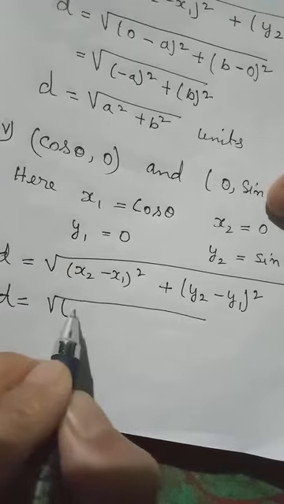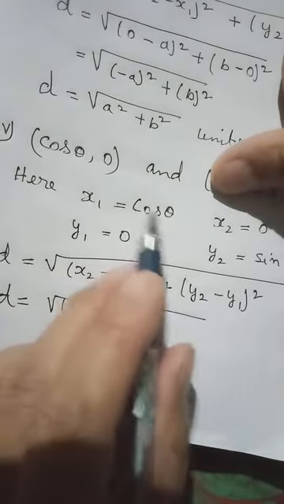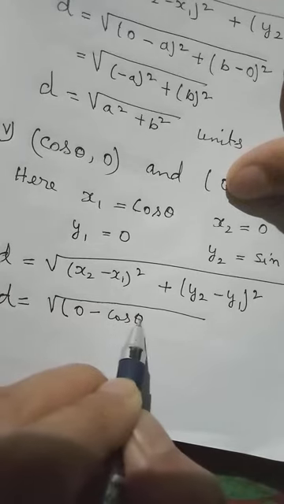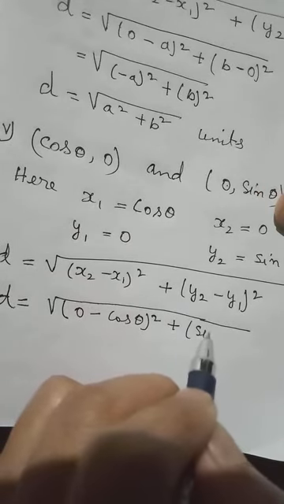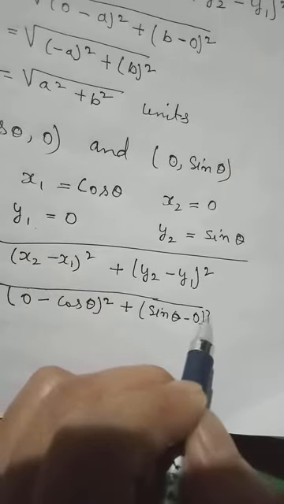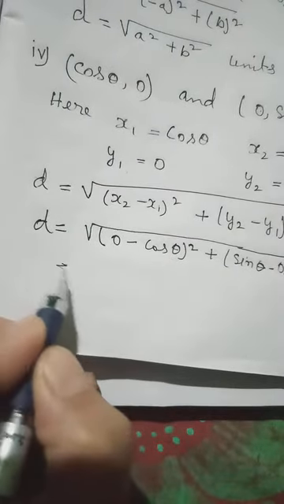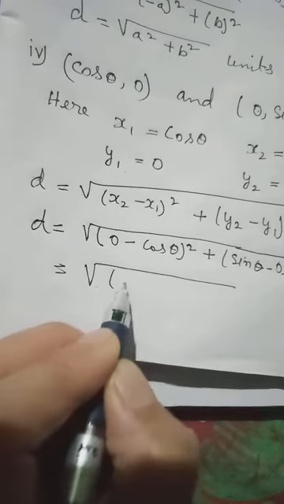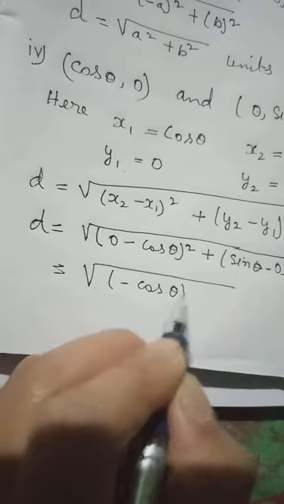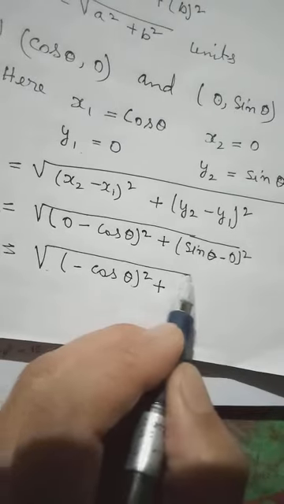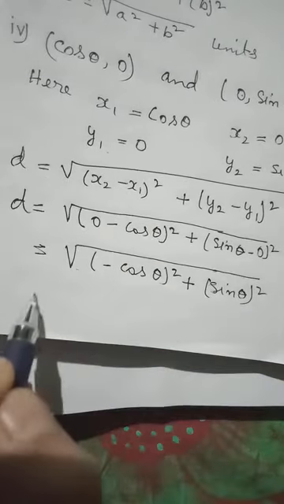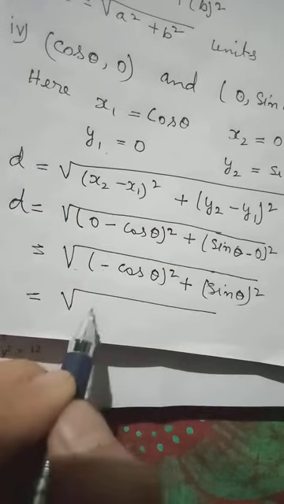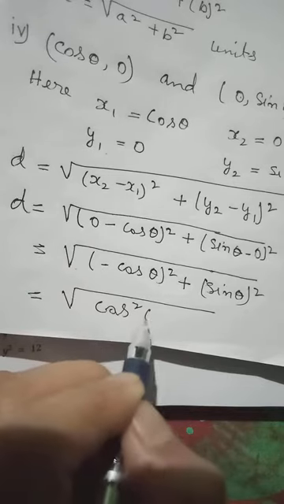So our x2 here is given to be 0, minus x1, we take it as cos theta, whole square. Then plus y2, it's given to be sine theta, then minus y1 is 0, whole square. So 0 minus cos theta will remain cos theta, and then 0 minus sine theta will remain sine theta. So the square will be remaining. Then here we will have minus times minus is plus, so we can remove the bracket now.